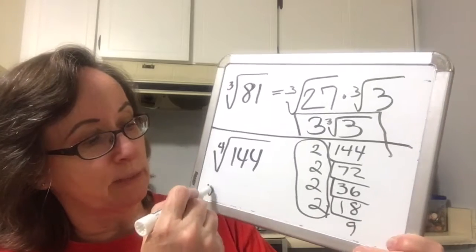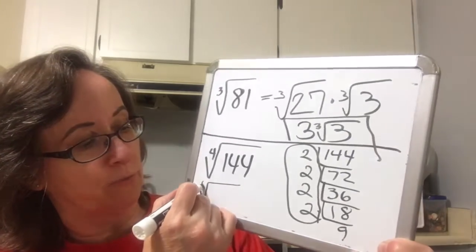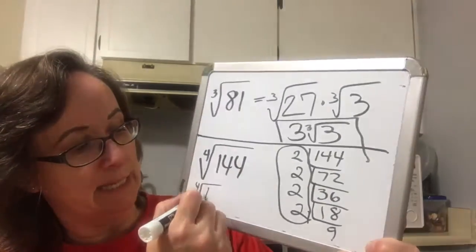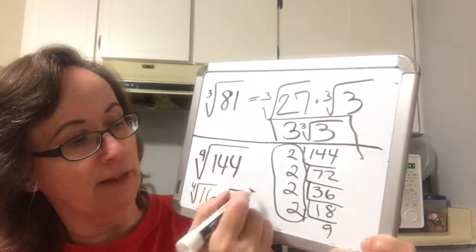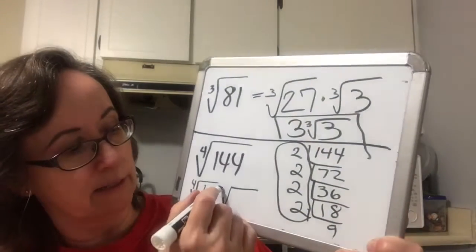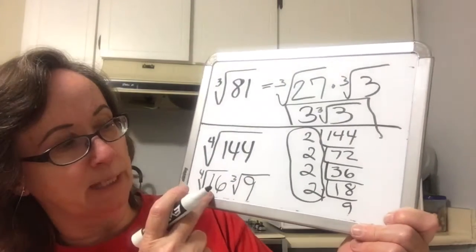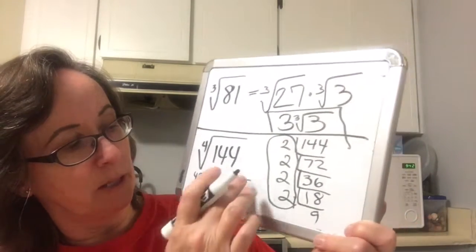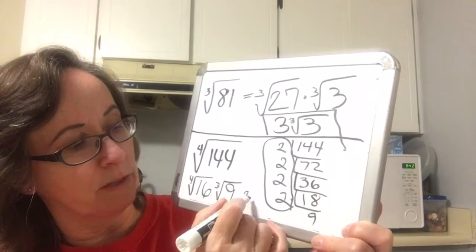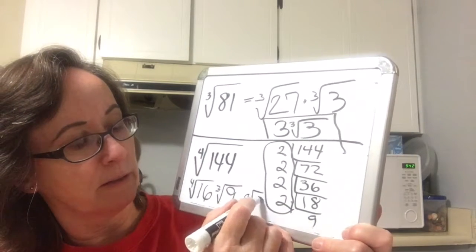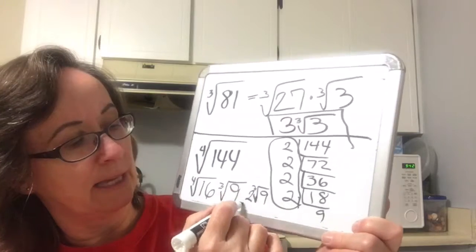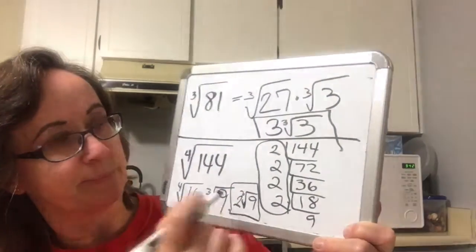So we're going to break this one up into a perfect fourth, which is 16, and the leftovers, which is 9. And this one will become 2 cubic root of 9. So 2 cubic root of 9 is the answer.